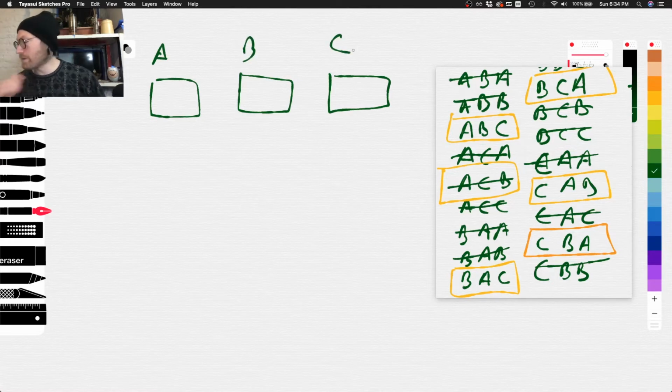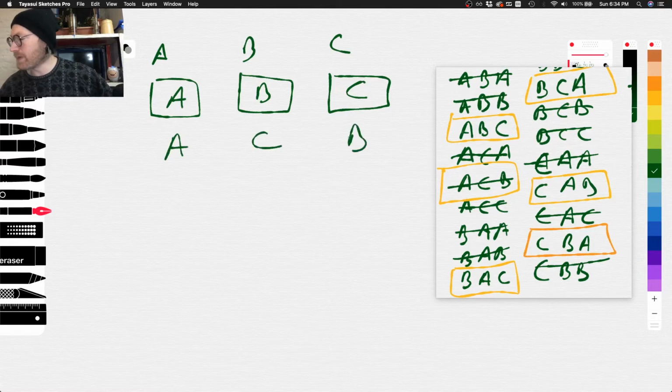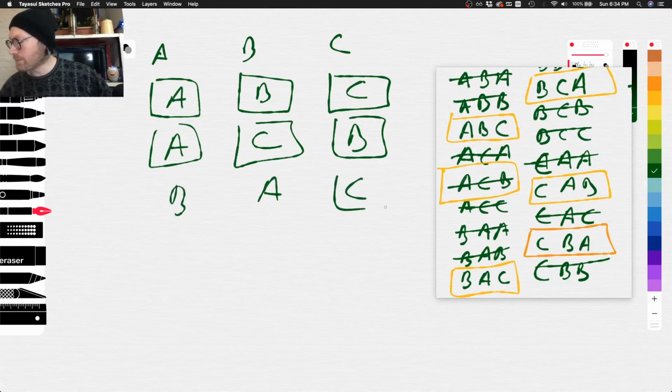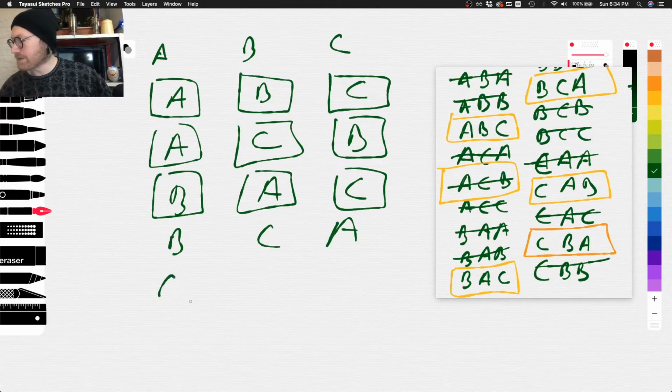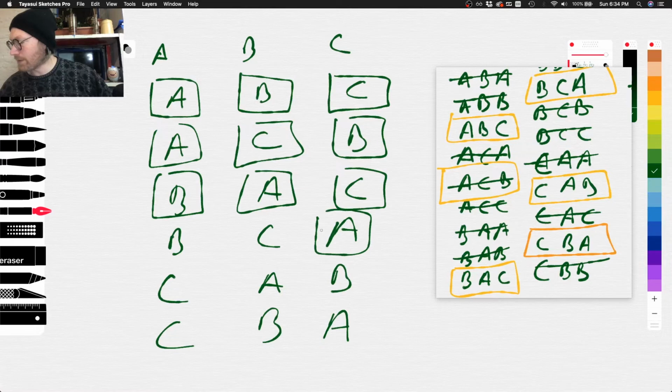We're looking at A, B, C. We're looking at A, C, B. We're looking at B, A, C. We're looking at B, C, A, C, A, B, and C, B, A, right? And I'll just draw little boxes around these really quick.